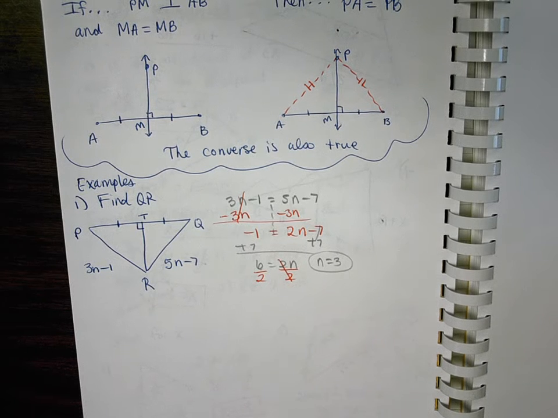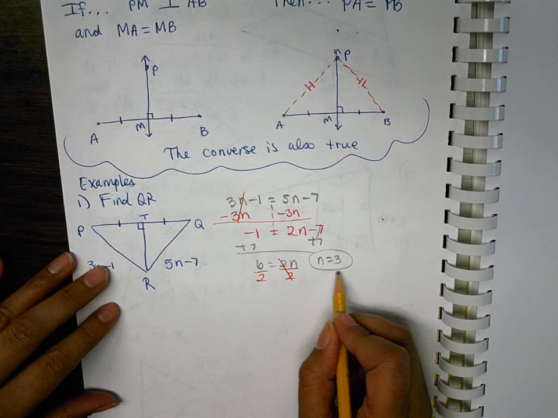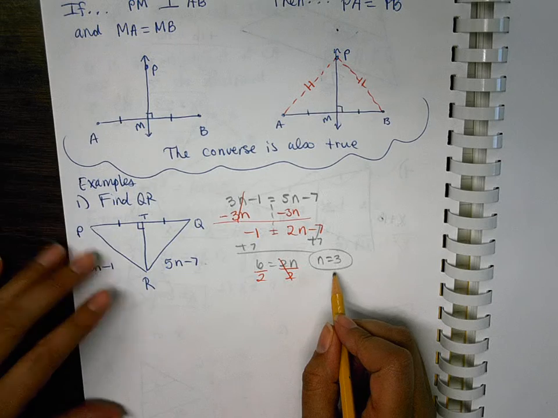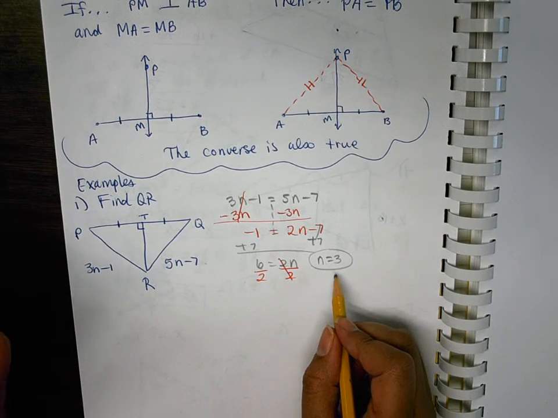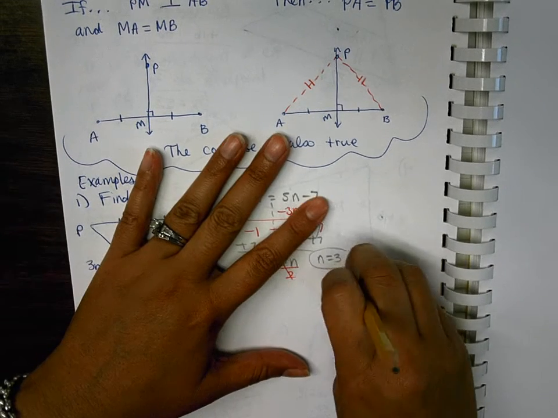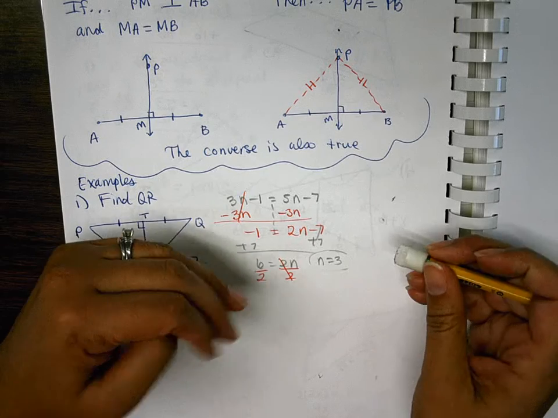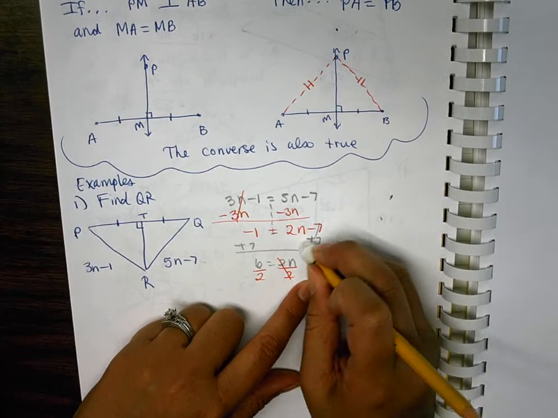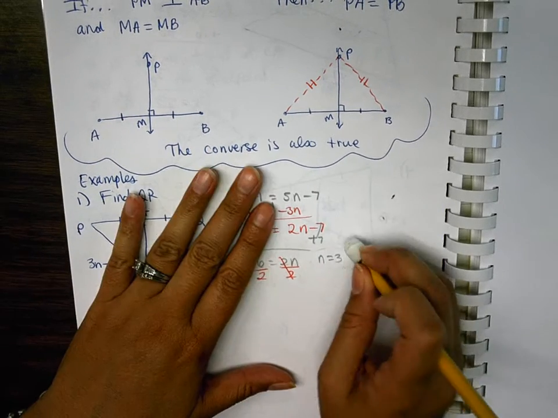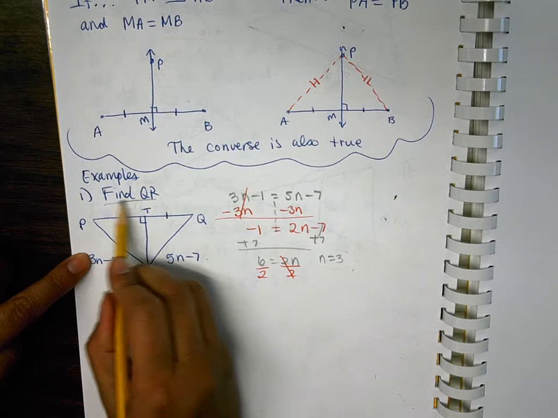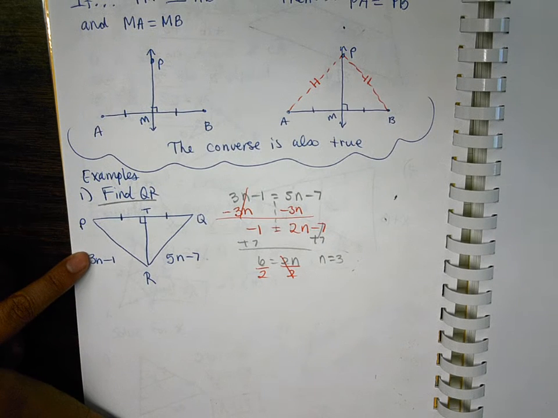Now, on the test, if this was a test question and you put this in the answer column, would I mark it wrong? Yes. Will you receive partial credit? Yes. But if it's a multiple choice question and this is one of the answers and you mark it, you don't get partial credit. So be careful on these guys. They're not asking you for N, they're asking you for QR.